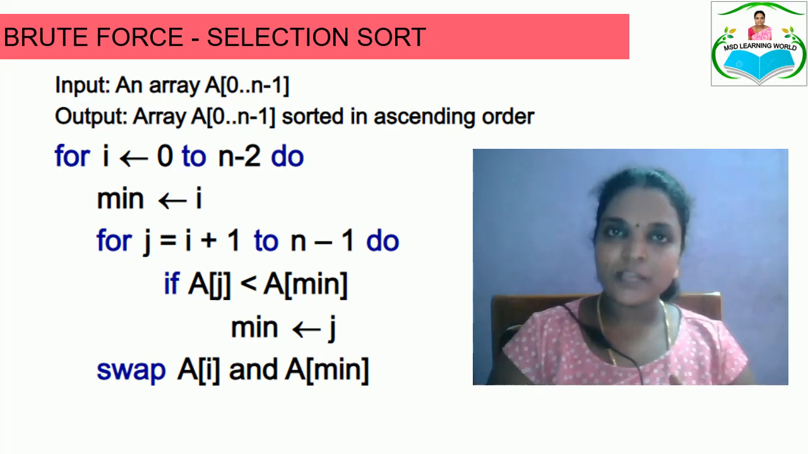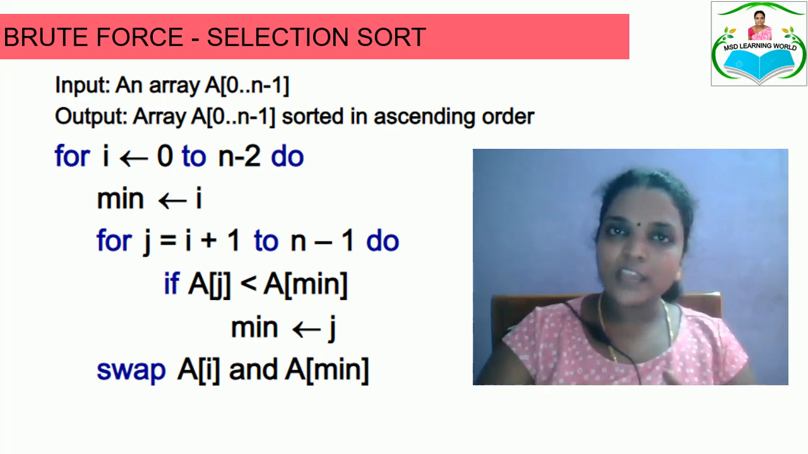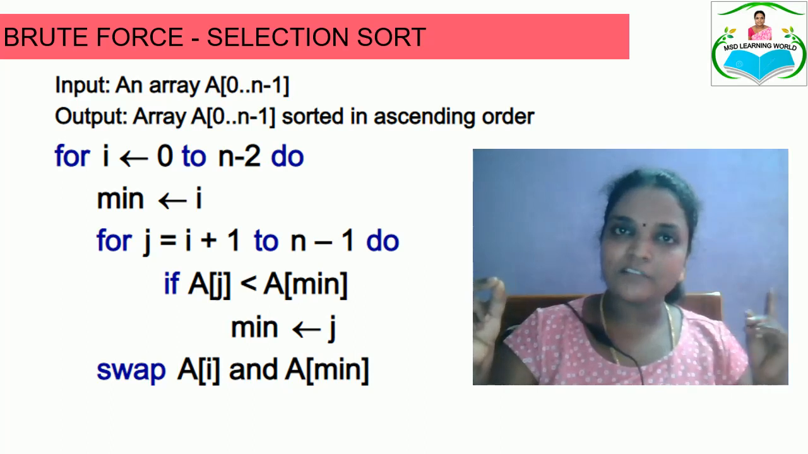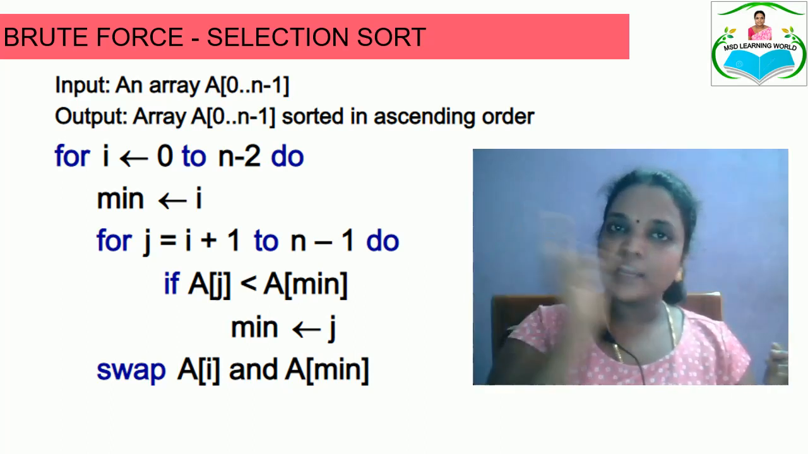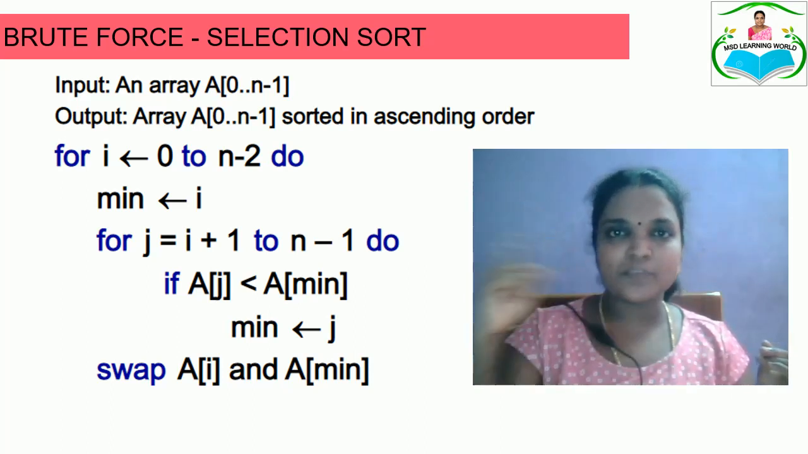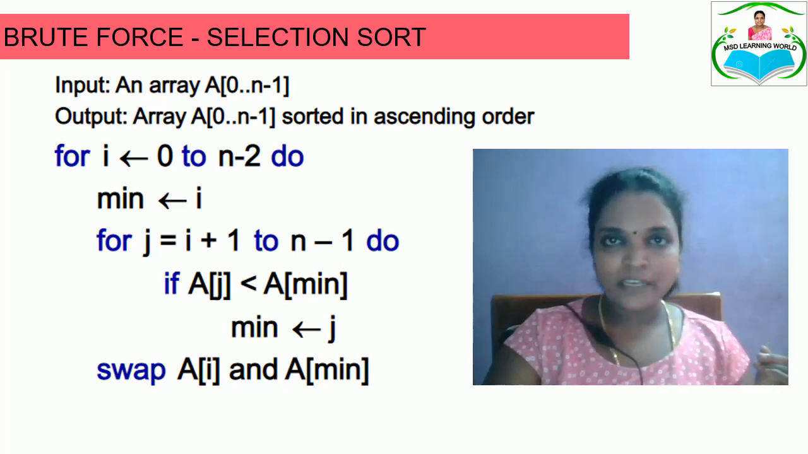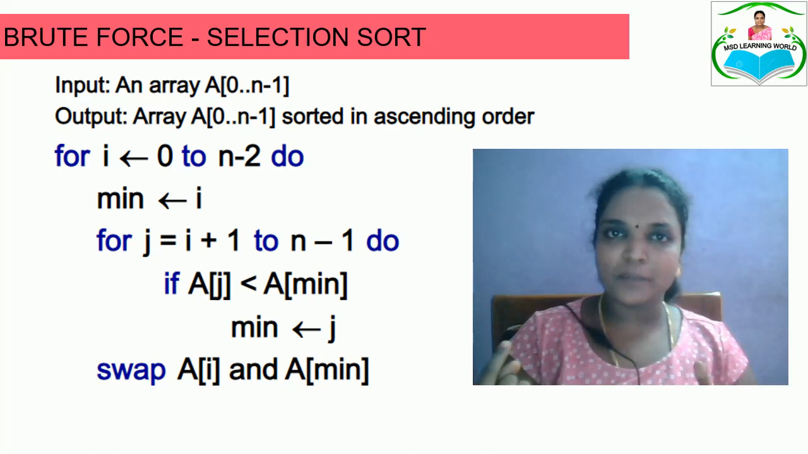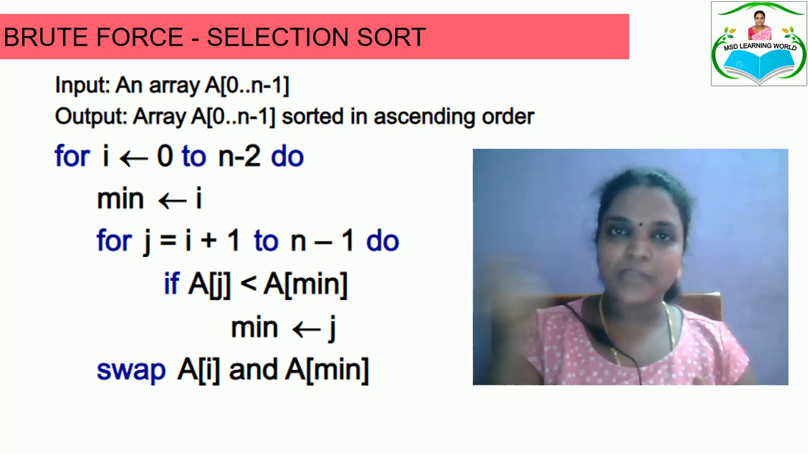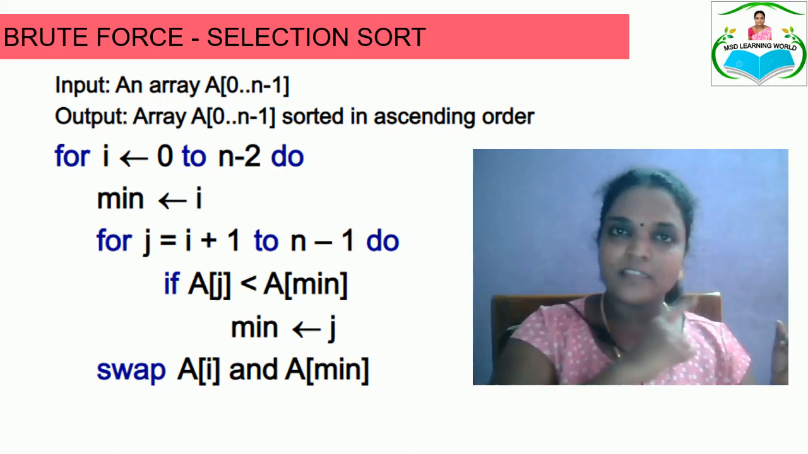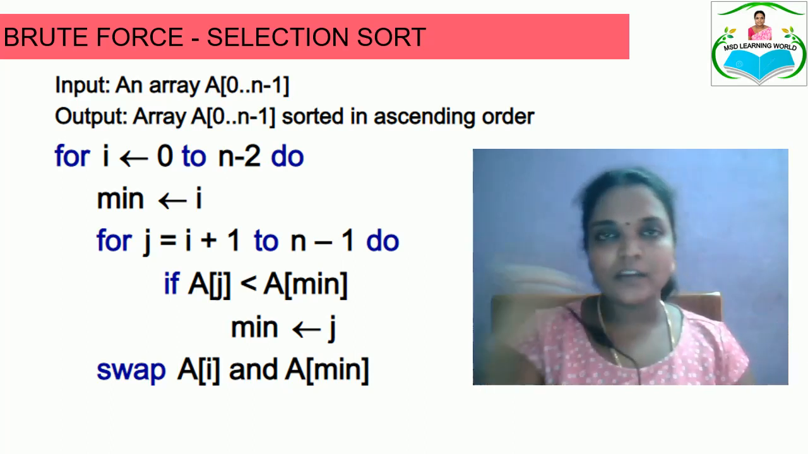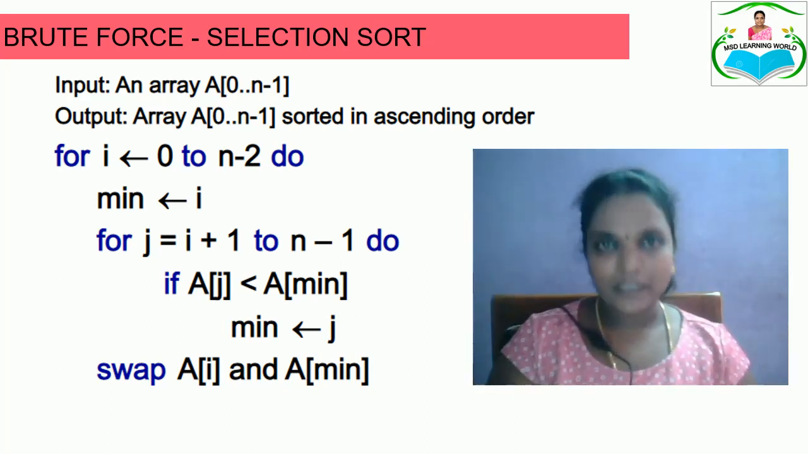After this, you take the minimum element and place it in the first position, and the element in the first position is swapped with a of min. That is why you use swap of a of i and a of min. So the minimum element is taken and placed in the position of the left sublist, and that element is placed at a of min.